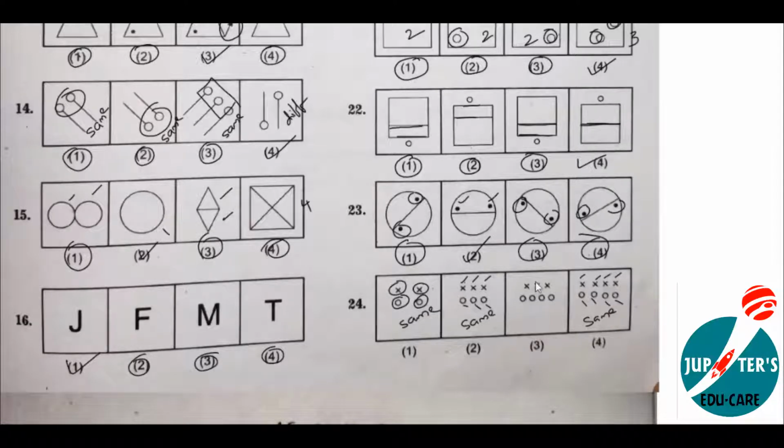But in case of option 3, observe carefully. 1, 2, 3, we have three crosses and 1, 2, 3, 4, four circles. Not similar, it is different. So option 1, option 2, option 4 have the same number of crosses and circles, but in option 3 we have a different number of crosses and circles. So option 3 is our answer.